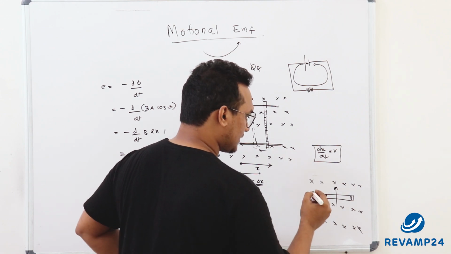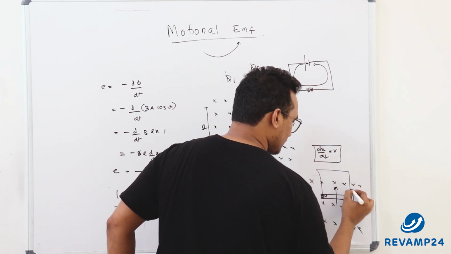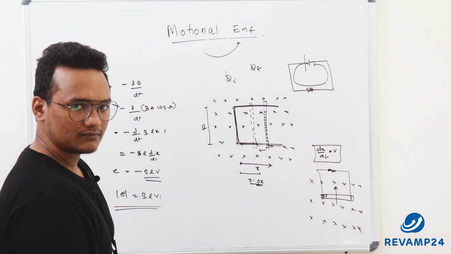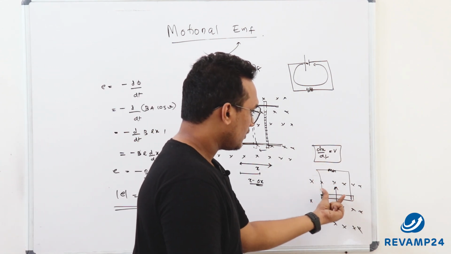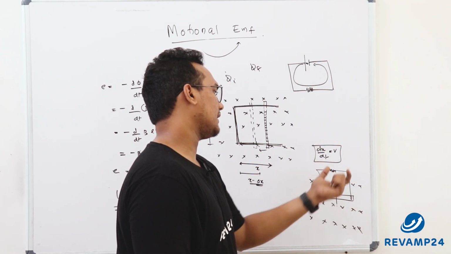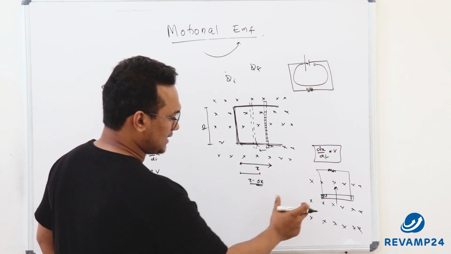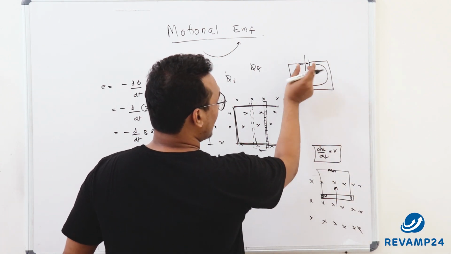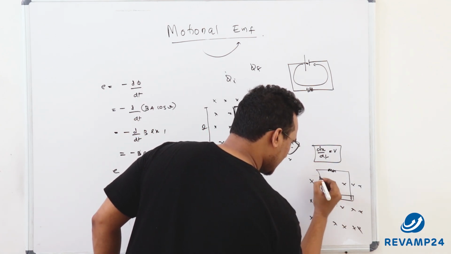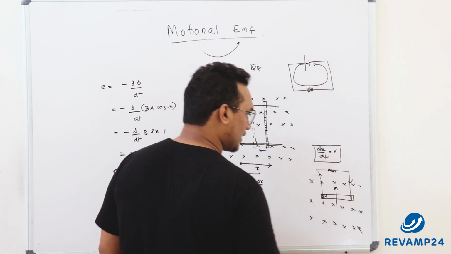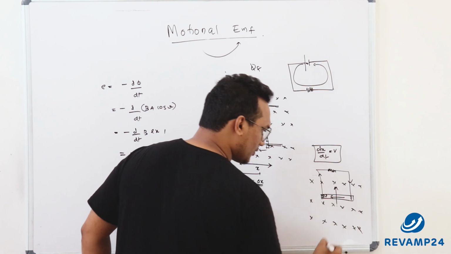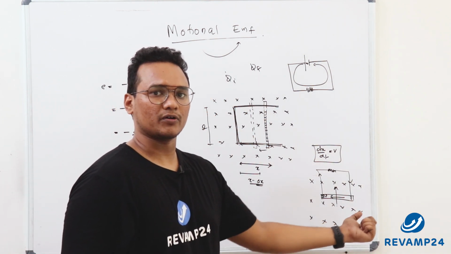Now, when I am connecting this across an external resistance, what will happen? What will happen to the direction of current when I am connecting it with an external circuit? See, this will now behave as a cell. Okay, now this will send a current from positive terminal to negative terminal in this way, but inside this the current will be from negative to positive. This concept is very important.